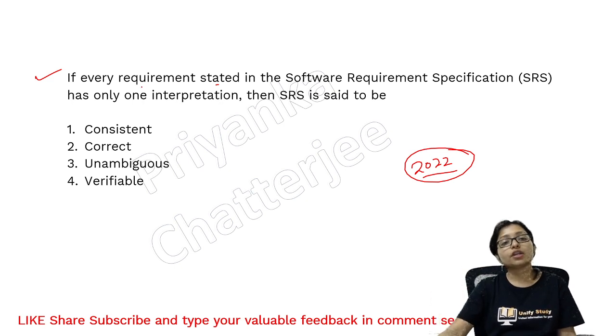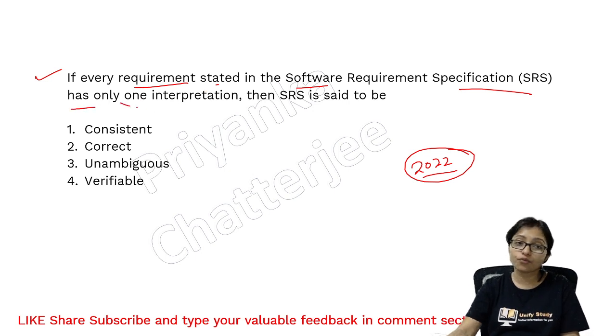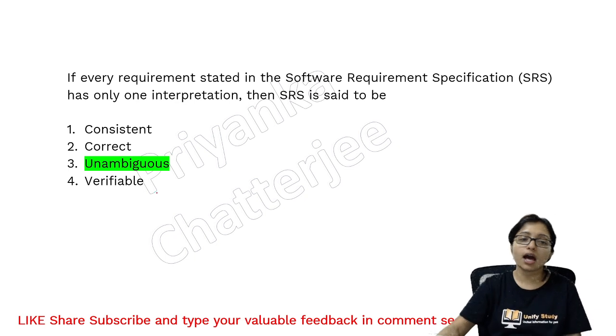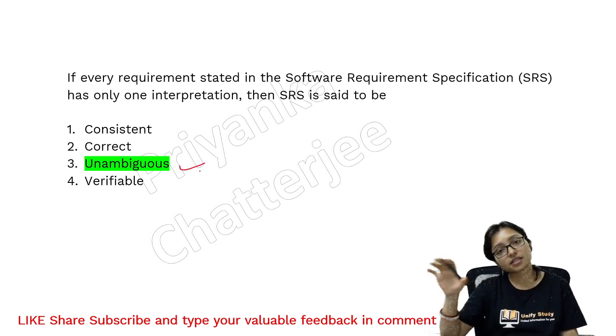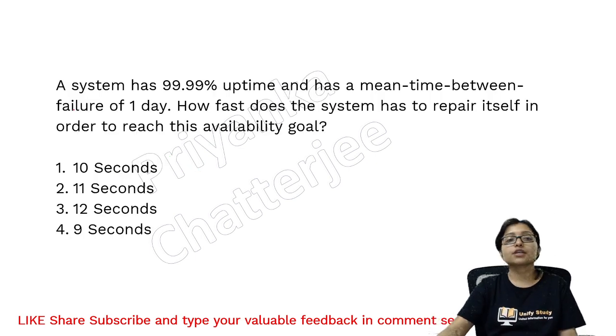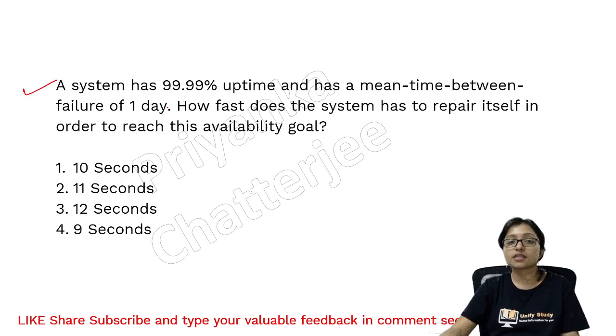So here, every requirement stated in the software requirement specification has only one interpretation. What is that? That is definitely unambiguous, and I discussed that in yesterday's recording very clearly. Next one is this mathematics, from maintenance.